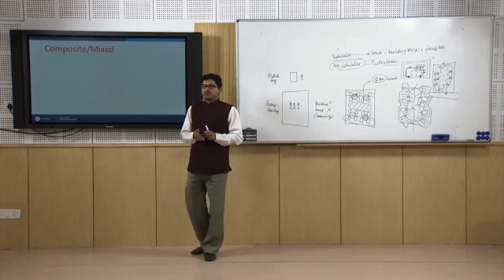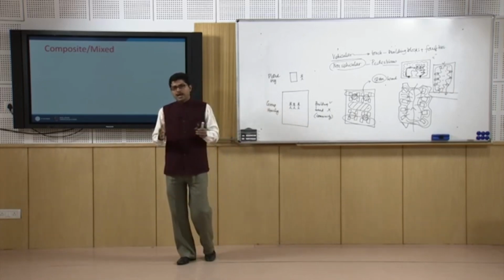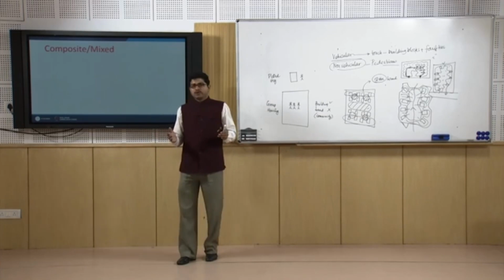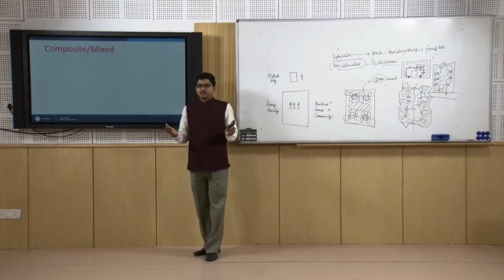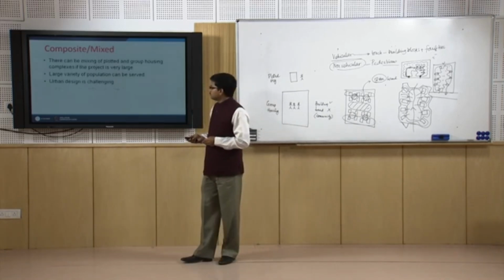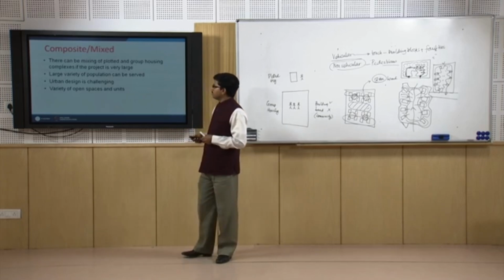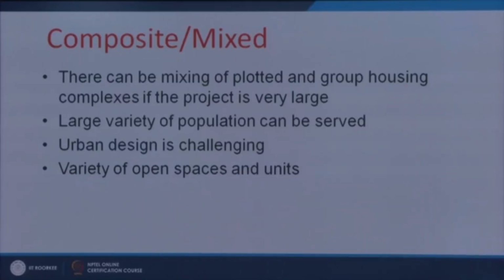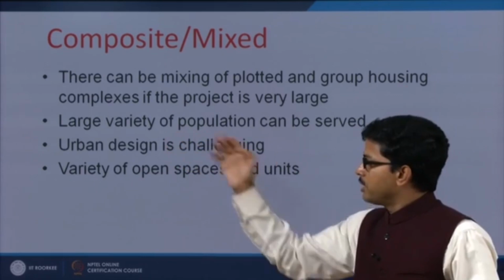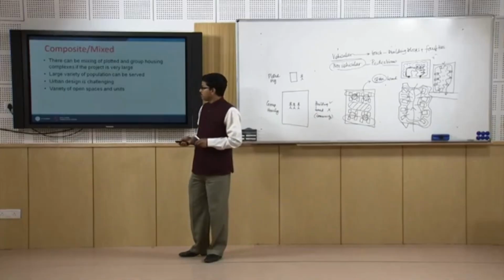Now apart from group housing projects, there could be a few projects which can accommodate group housing and plotted housing together to make a very heterogeneous but very integrated campus. So in a mixed use or composite development, there could be a composition of plotted and group housing. Here you can accommodate a large variety of population. Urban design is challenging, and a variety of open space and units are possible if you make a composite development.